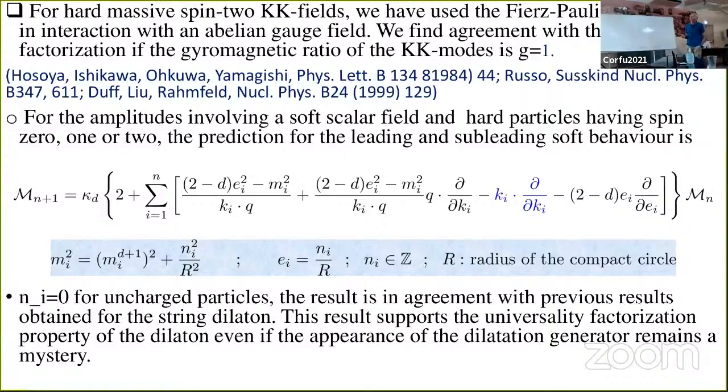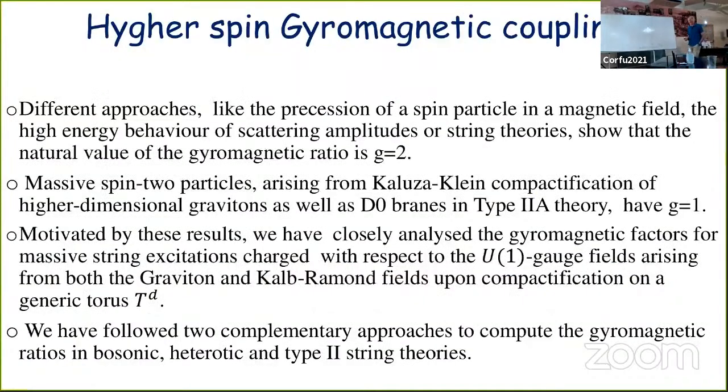So in order to check why we get g equal 1 and not g equal 2, we have made a direct calculation of the gyromagnetic factor for massive higher spin states. The theory which gives a consistent description of massive higher spin states is string theory. Therefore, we have considered heterotic, bosonic, and superstring theory compactified on a generic toroidal background T^D. And in the compactification, of course, we get two gauge fields, because if I compactify the graviton, I get a gauge field, but also if I compactify the Kalb-Ramond field, I get a gauge field. And therefore, we have determined the gyromagnetic factor of the massive higher spin field with respect to these two different gauge fields. And we have used two different approaches.